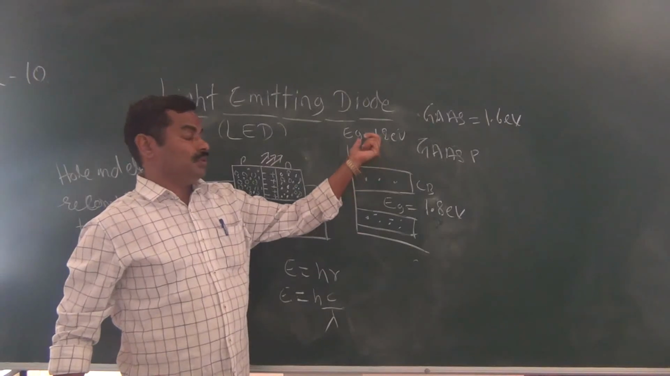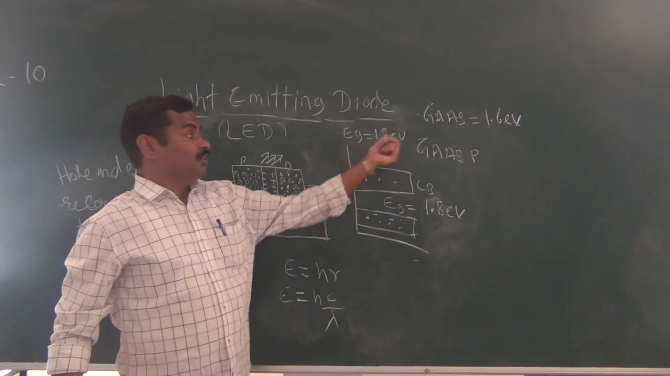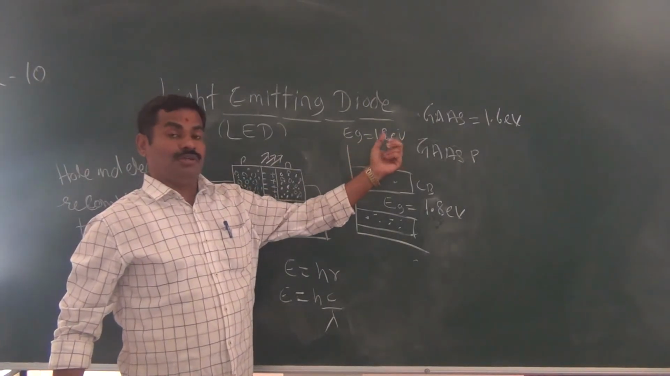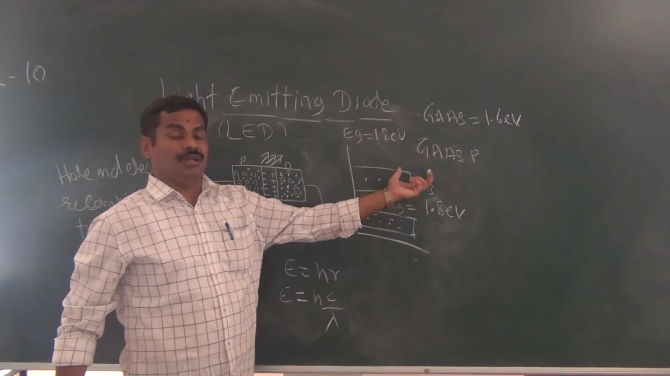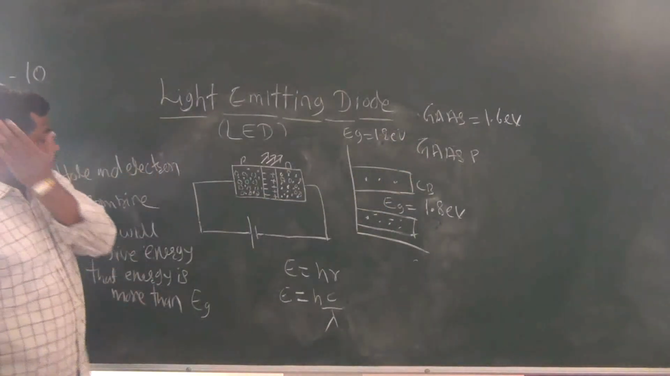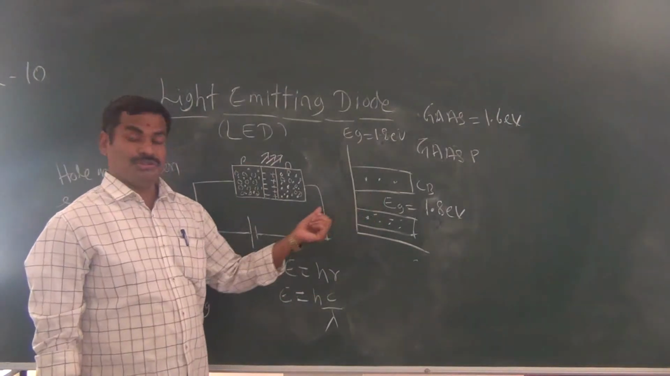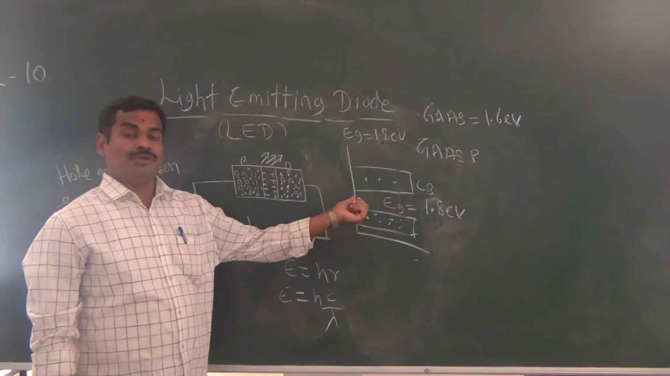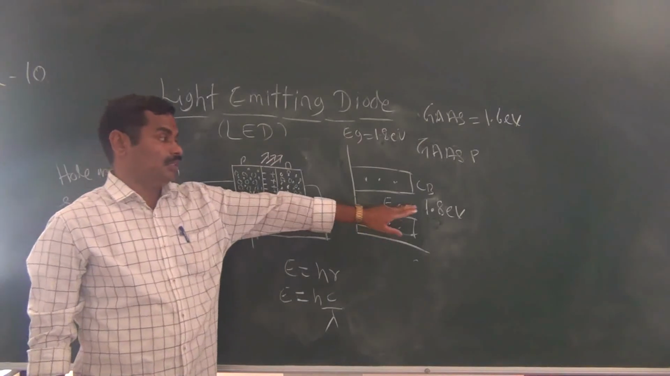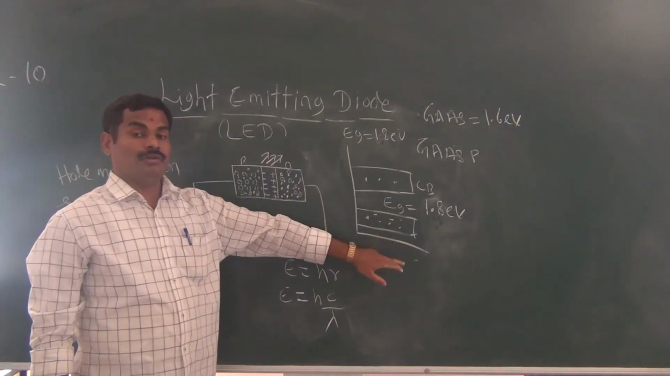And if the energy gap is more than 1.8 electron volt, we can see the light in terms of red, green, or yellow, like that. Now, what I am saying here is important: you are not using silicon or germanium. Why are you not using silicon or germanium? Because their energy gap is less than 1.1 or 0.7.